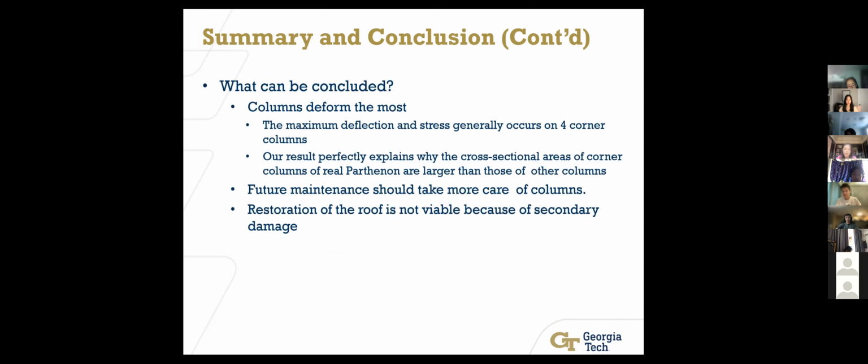So in conclusion, as we discussed, the columns, especially the corner columns, have the most deformation. And these results correlate with the fact that the corner columns are built with a larger diameter. However, future maintenance should still be done on the structure and the columns. And lastly, after doing static structural analysis, we also found that it is impracticable to restore the roof due to secondary damage.